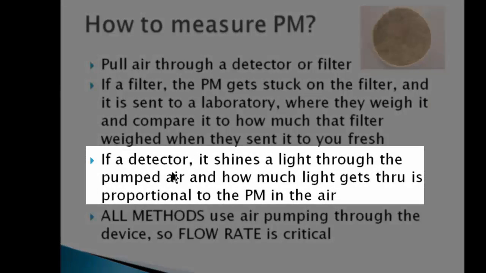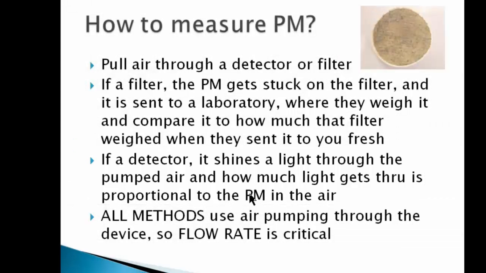If you're using a detector, like a DustTrak kind of monitor, basically they work by some variation of shining light through the pumped air. So the air is pumping through a chamber, and there is a light source and a light detector. Again, this is a simplification, but most of them work something like this. How much light gets through is proportional to the particulate matter in the air. This is the same way smoke detectors work, except they use beta particles instead of light. Basically, the more particulate matter in the air, the less light will shine through.